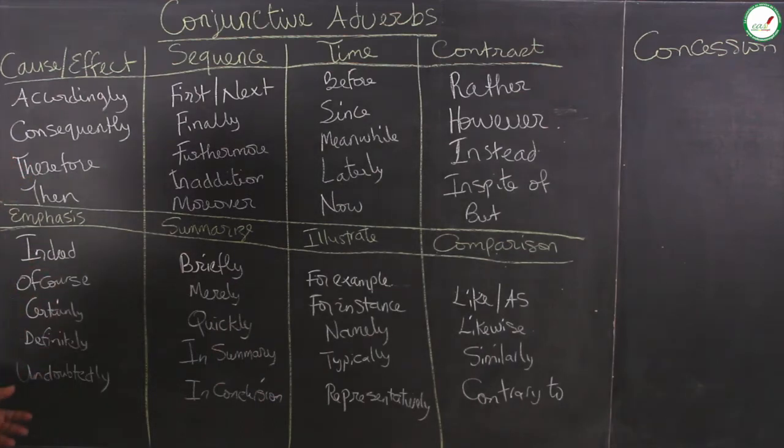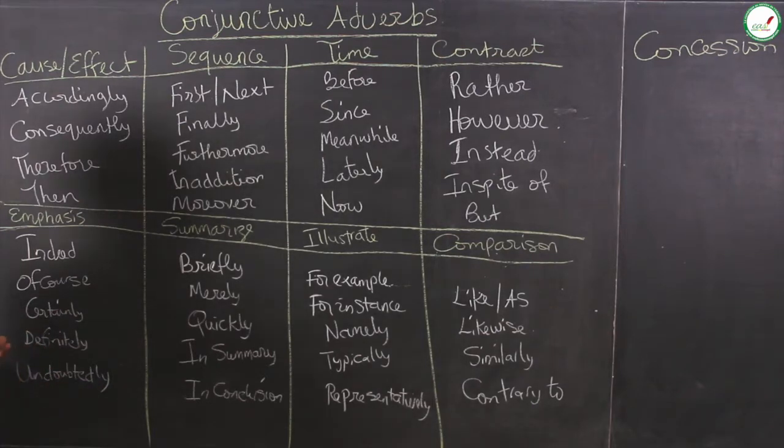Let's look at cause and effect. When you have a cause and effect, these are some of the words that you use: accordingly, consequently. So if you have maybe an experiment, if you do this, consequently you're going to have that. If you try this, it's going to have that. You know, therefore, then.